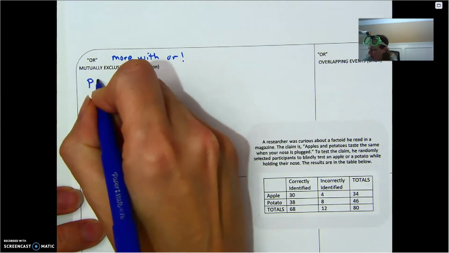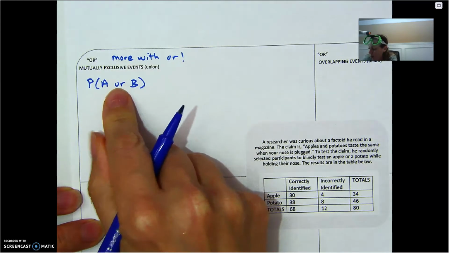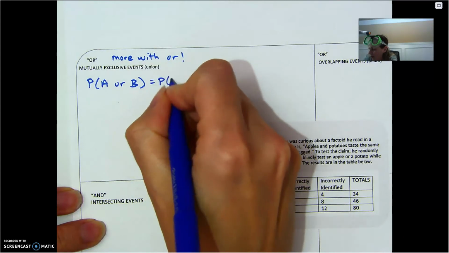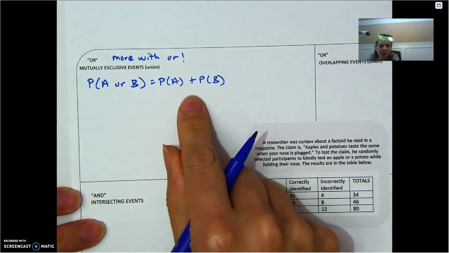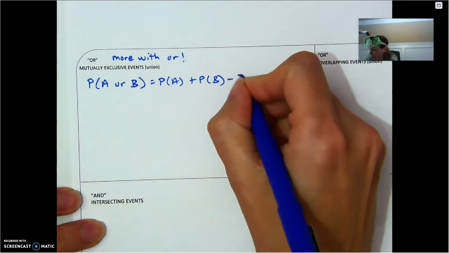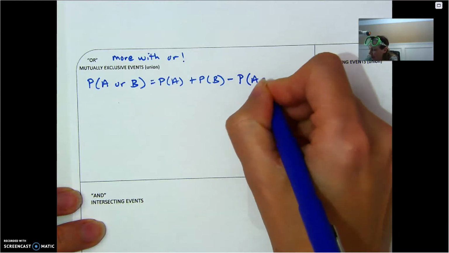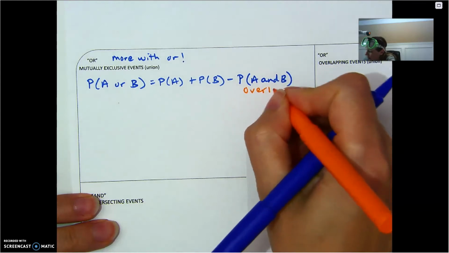All right, so the formula looks like this, probability of A or B. Or means to add, so we take whatever A is, we add it to B, but after you do the addition, there was more with or, so you subtract the overlap. The overlap is the intersection between A and B. So we're minusing that overlap.